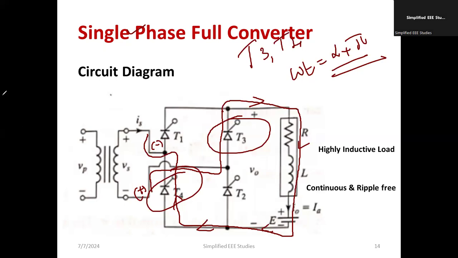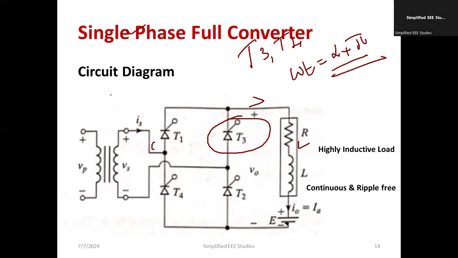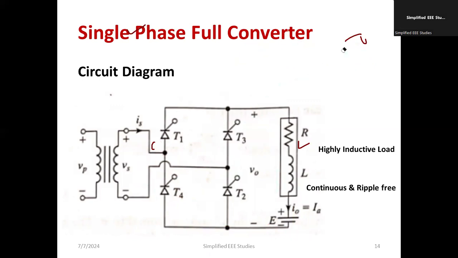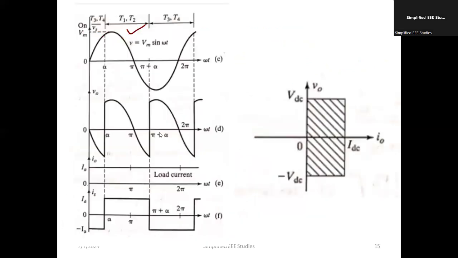Let me show you in the waveform so that you can make the concept very clear. You can clarify the working in a proper fashion. So I'll show you the waveforms, so please pay attention. Here you can observe, if I talk about the negative half cycle, T3 and T4 conduct when omega t is equal to pi plus alpha.